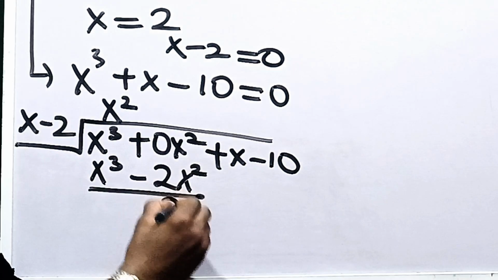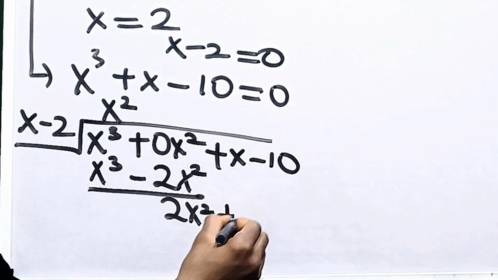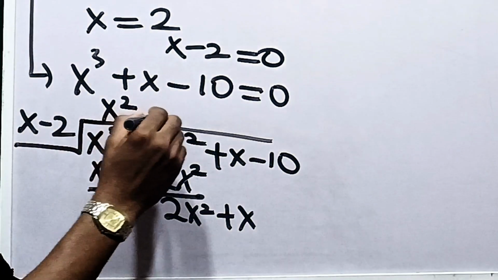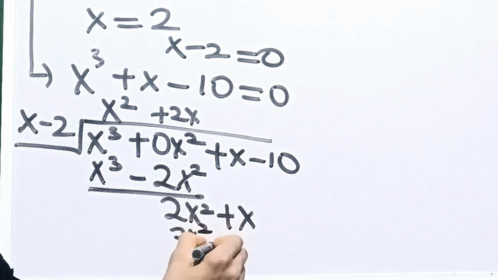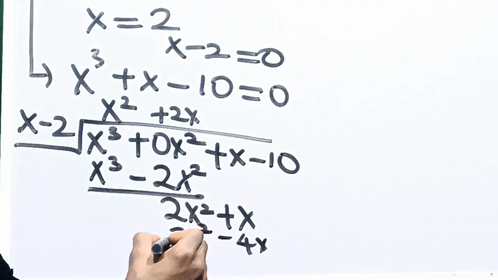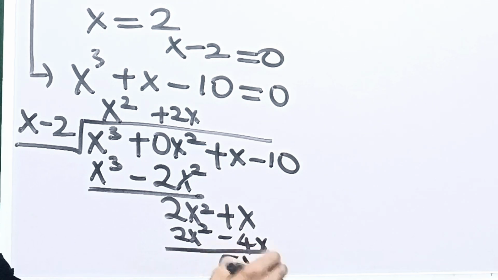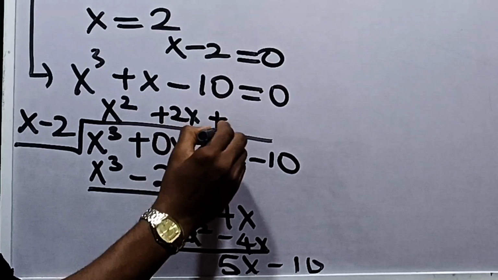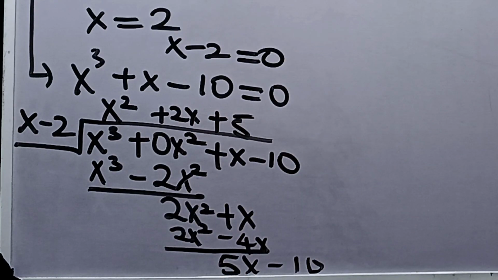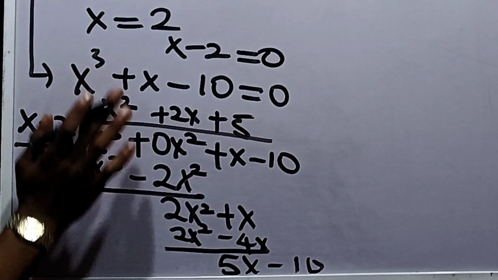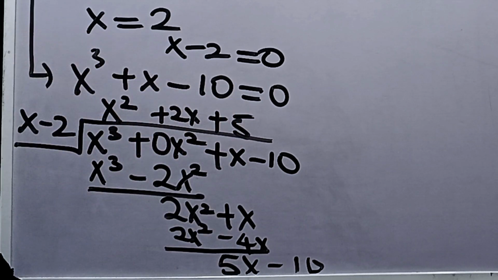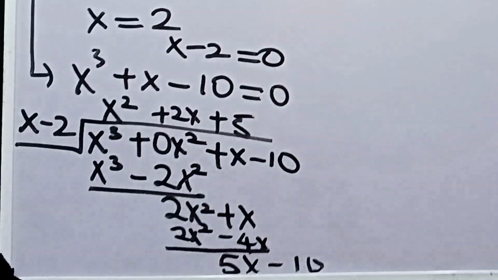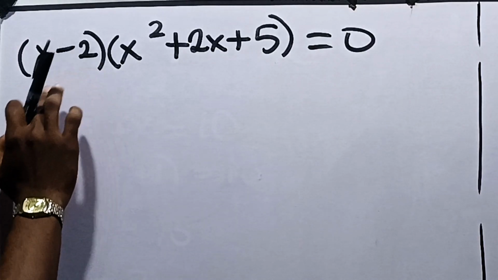When we subtract, we have 2x squared plus x. 2x squared divided by x is plus 2x. Then we have 2x squared minus 4x. Okay? Subtract again, we have 5x. Bring down minus 10. 5x into this is plus 5. Then we have 5x minus 10 again, and this is 0. So it means that when we divide x cubed plus x minus 10 by x minus 2, we get x squared plus 2x plus 5. Okay? So this indicates that our equation can be expressed in this form.